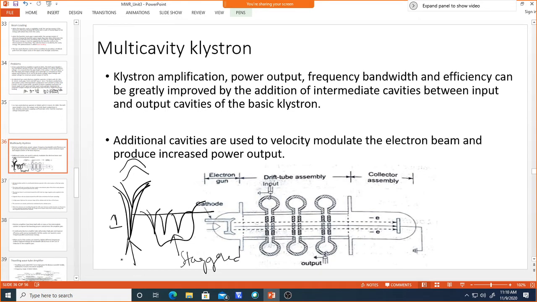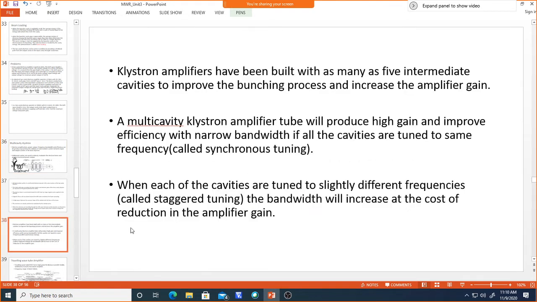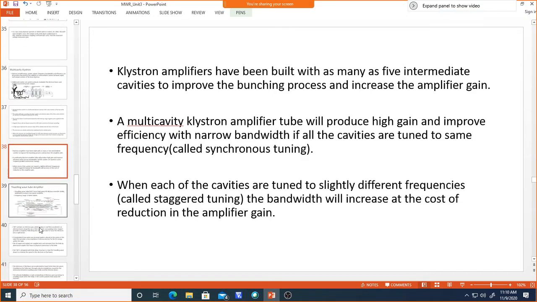So this is synchronous tuning and staggered tuning, used to improve the gain or the bandwidth of the multi-cavity klystron. Okay, so this is about the multi-cavity klystron.